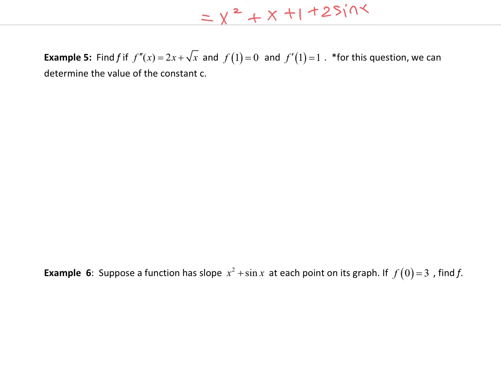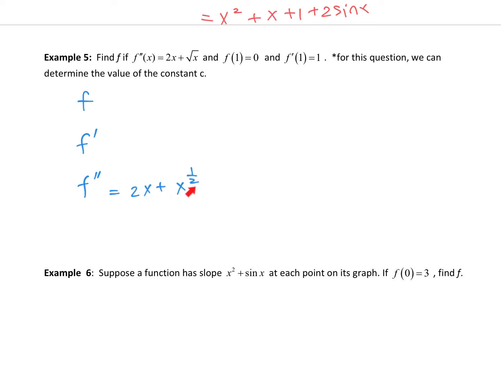Let's say the second derivative of this, and f of 1 is 0 and f prime of 1 is 1. Here I want to find f, right? Okay, so notice the question is given f double prime, so I'm going to be careful with that. So let's see, f is here, f prime is here, f double prime is given, plus x to the 1/2 power. So I'm going to rewrite it like this.